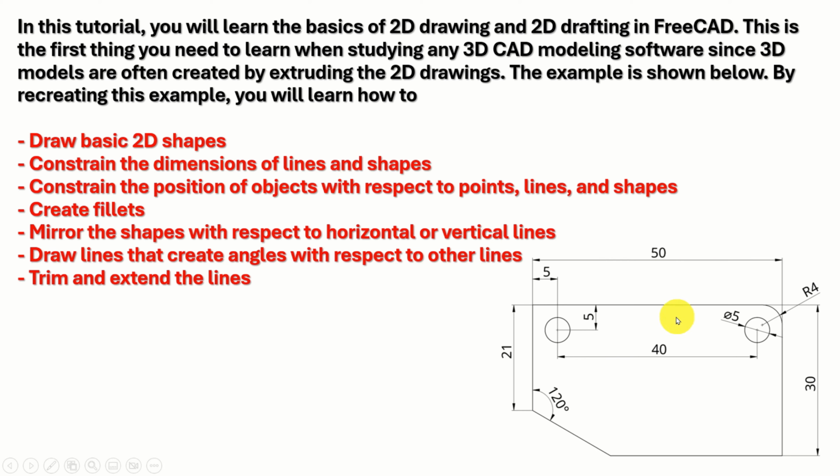By creating this example, you will learn how to draw basic 2D shapes such as circles and rectangles. Then you will learn how to constrain the dimensions of lines and shapes. Then you will learn how to constrain the position of objects with respect to points, lines and shapes. Then you will learn how to create fillets. Then you will learn how to mirror shapes with respect to horizontal or vertical lines. Then you will learn how to draw lines that create angles with respect to other lines, and finally you will learn how to trim and extend the lines.